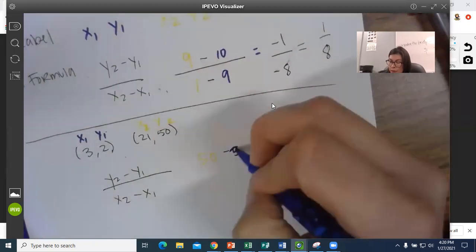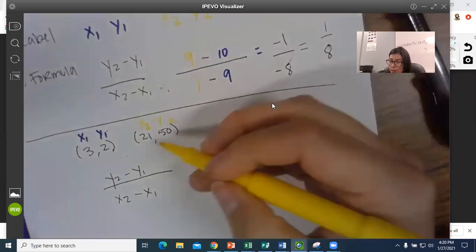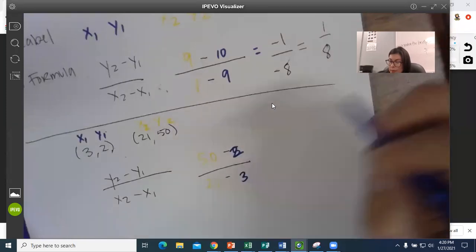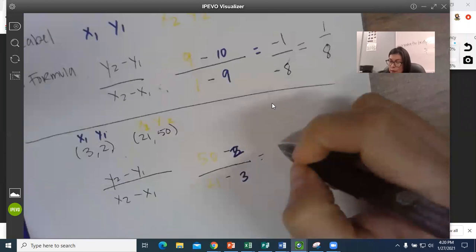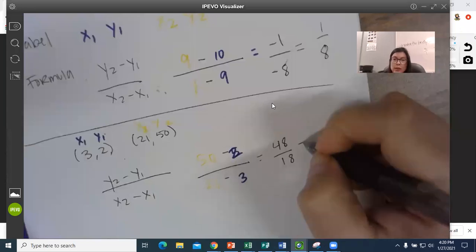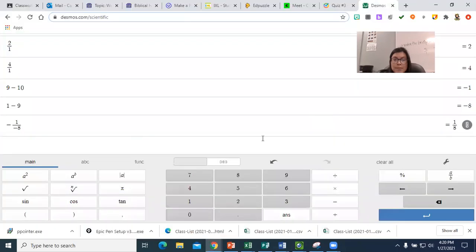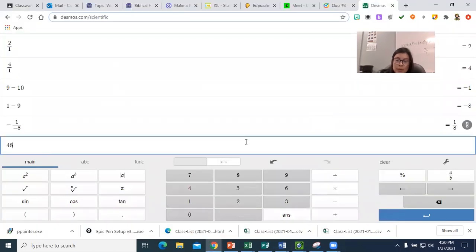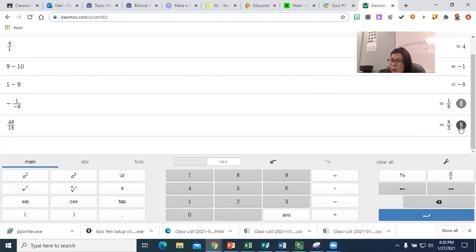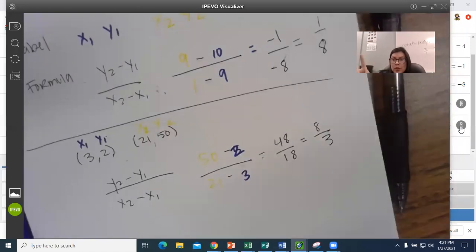Over x2. x2 is 21. Minus x1, which is 3. 50 minus 2 is 48. 21 minus 3 is 18. So let's simplify that. You could do it in your head, or you could do it in decimals. Let's make that into a fraction because a fraction is a rate of change, and we like fractions better. Okay, all right, that's the first type of problem that you're going to have on your test.